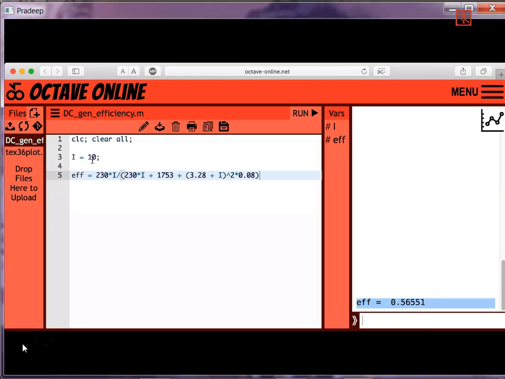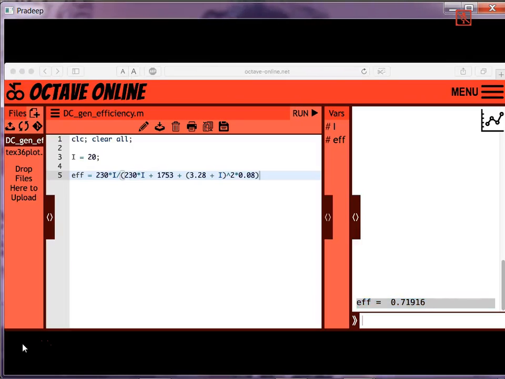So I'll increase the current. If I change the current to 20 amperes, okay, now if I save and again run the program, on the right side you see the efficiency increases to 71.916%. So like this, just by changing the value of current, I'm getting the efficiency.